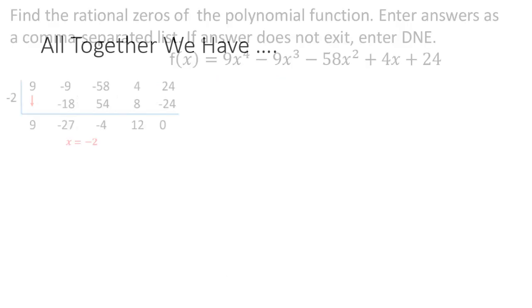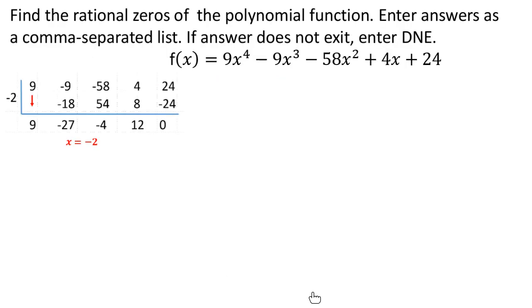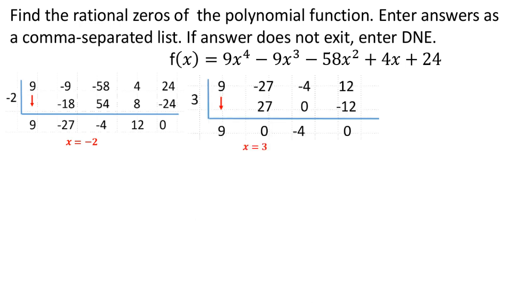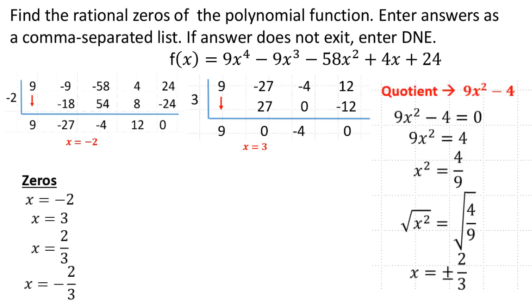So when we put it all together, we had a zero at x equals -2 from our synthetic division. We had x equals 3. Again, we use synthetic division to find another zero, and then we use our square root property to find the remaining 2 zeros. So the zeros here are, again, x equals -2, x equals 3, x equals 2/3, x equals -2/3.